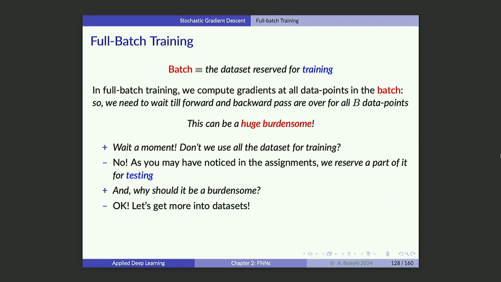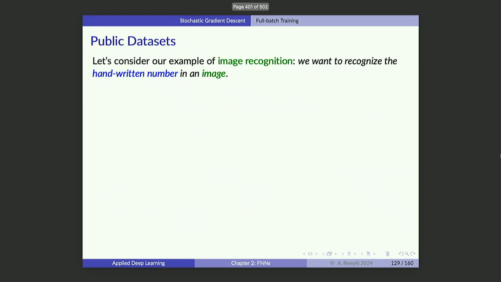But the whole point is that right now we have a bunch of data, and we are going to use it for training, and we need to go over it completely to do just one step of gradient descent. This is not a very feasible thing. You might wonder why this is not feasible. I mean, how much data could we have?